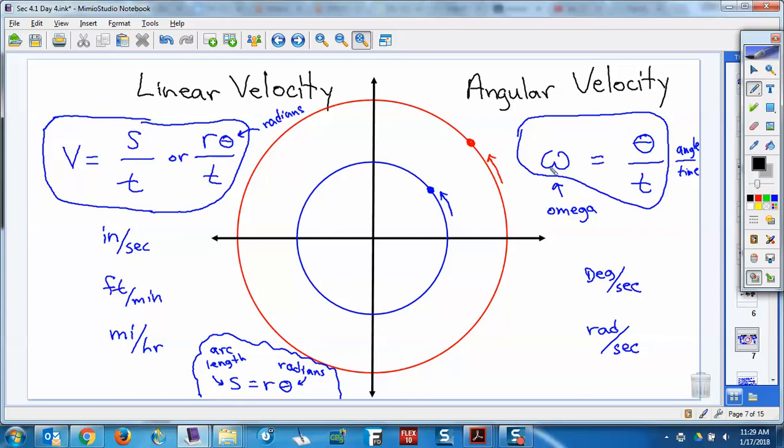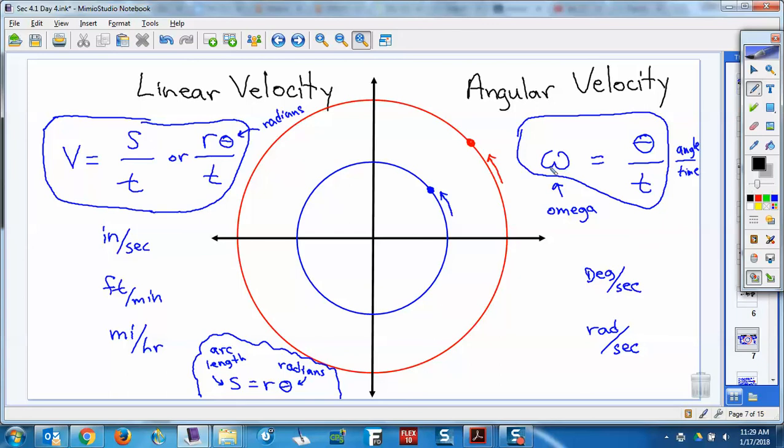Right? I mean, if I got something that goes all the way around in a minute, that's 360 degrees per minute, right? And if I want to convert that to per second, I would just divide by 60. It's going to be 6 degrees per second, right? 360 degrees per minute. So there you could use degrees. But every other formula we use, the theta's got to be in radians or it doesn't make any sense.